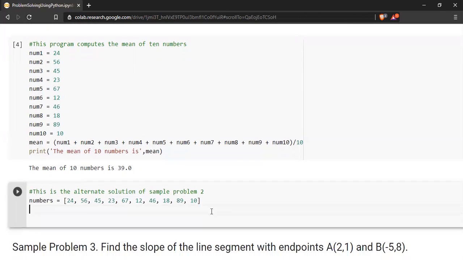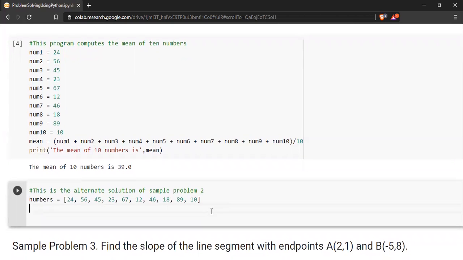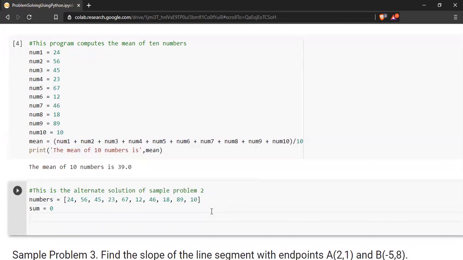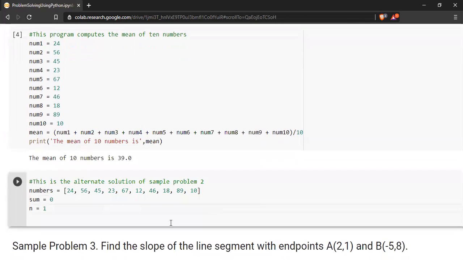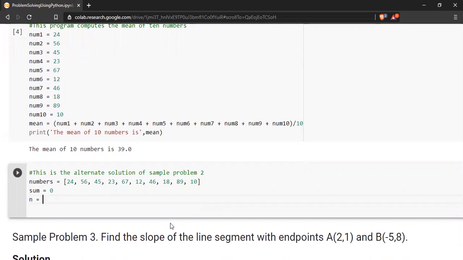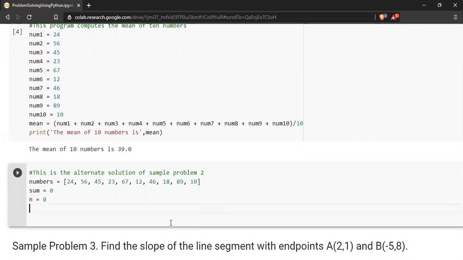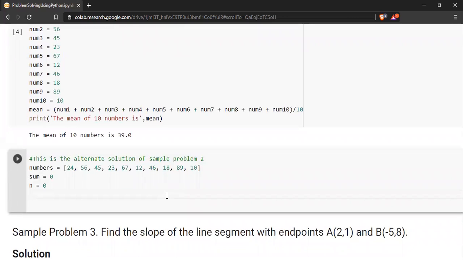We will be using a for loop in this problem. But before that, we are going to initialize the sum, because we will be calculating the sum. So in this case, I will initialize the sum to be 0. And I will initialize the number of terms, let's say equal to 1. This is the number of terms. Or let's say equal to 0 first. Let's try if this will work. We initialized numbers, we initialized sum, and we initialized n.